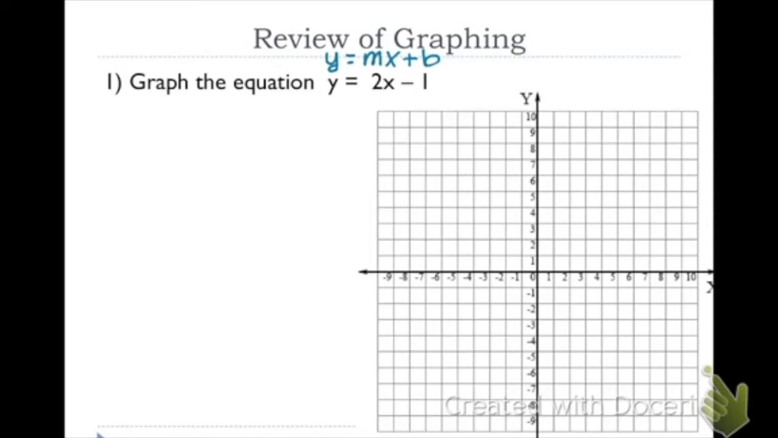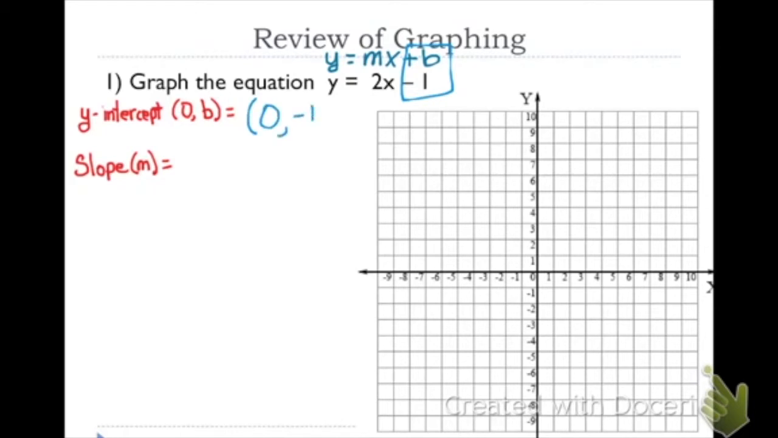And you are going to identify two things. That is the y-intercept, which is your b value out here. So in this particular equation, it is -1. You're always going to pick up the sign in front of the number. So my y-intercept of this equation is (0, -1). And then you're going to pick up or identify your slope, which is the value in front of your x, your m value. So in this case, it is 2.